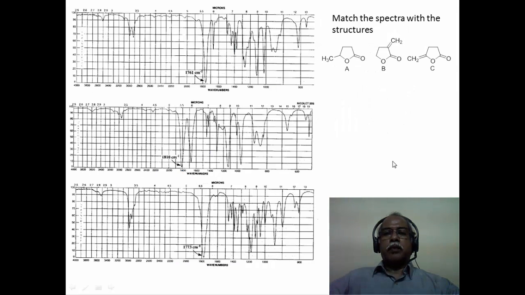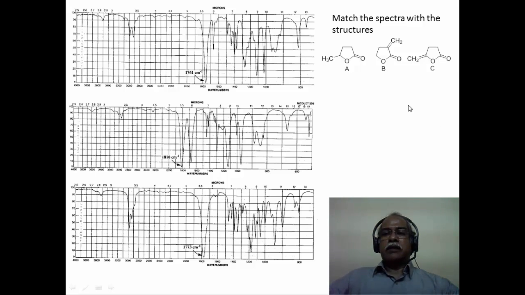Here is another problem. 3 IR spectra are given and 3 structures A, B, C are also given. One needs to match the spectra with the corresponding structure. Now, if you look at ABC, this is a saturated gamma lactone, alpha beta gamma lactone. This is alpha beta unsaturated gamma lactone, and this is also unsaturated lactone, except the unsaturation is in conjugation with the oxygen lone pair of the lactone rather than the carbonyl functional group.